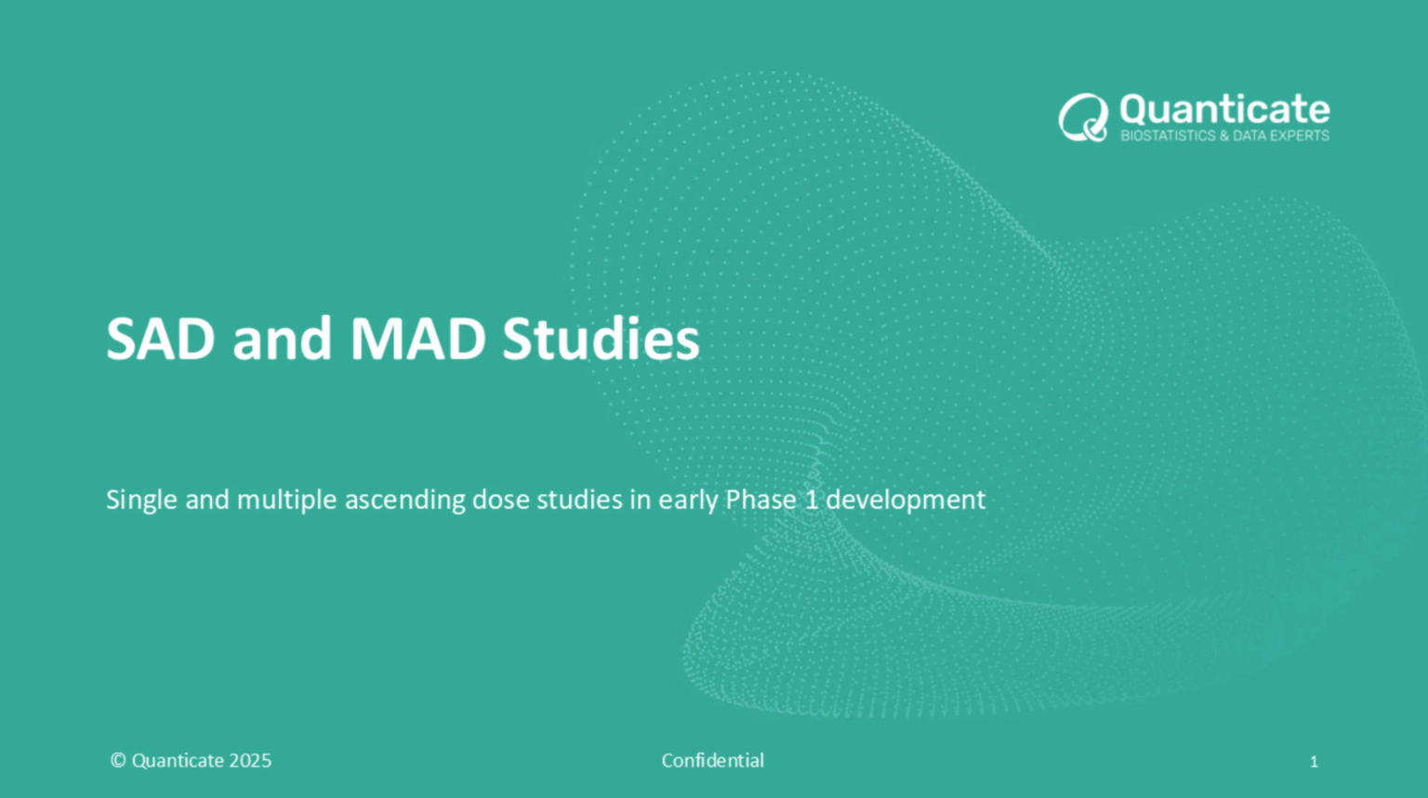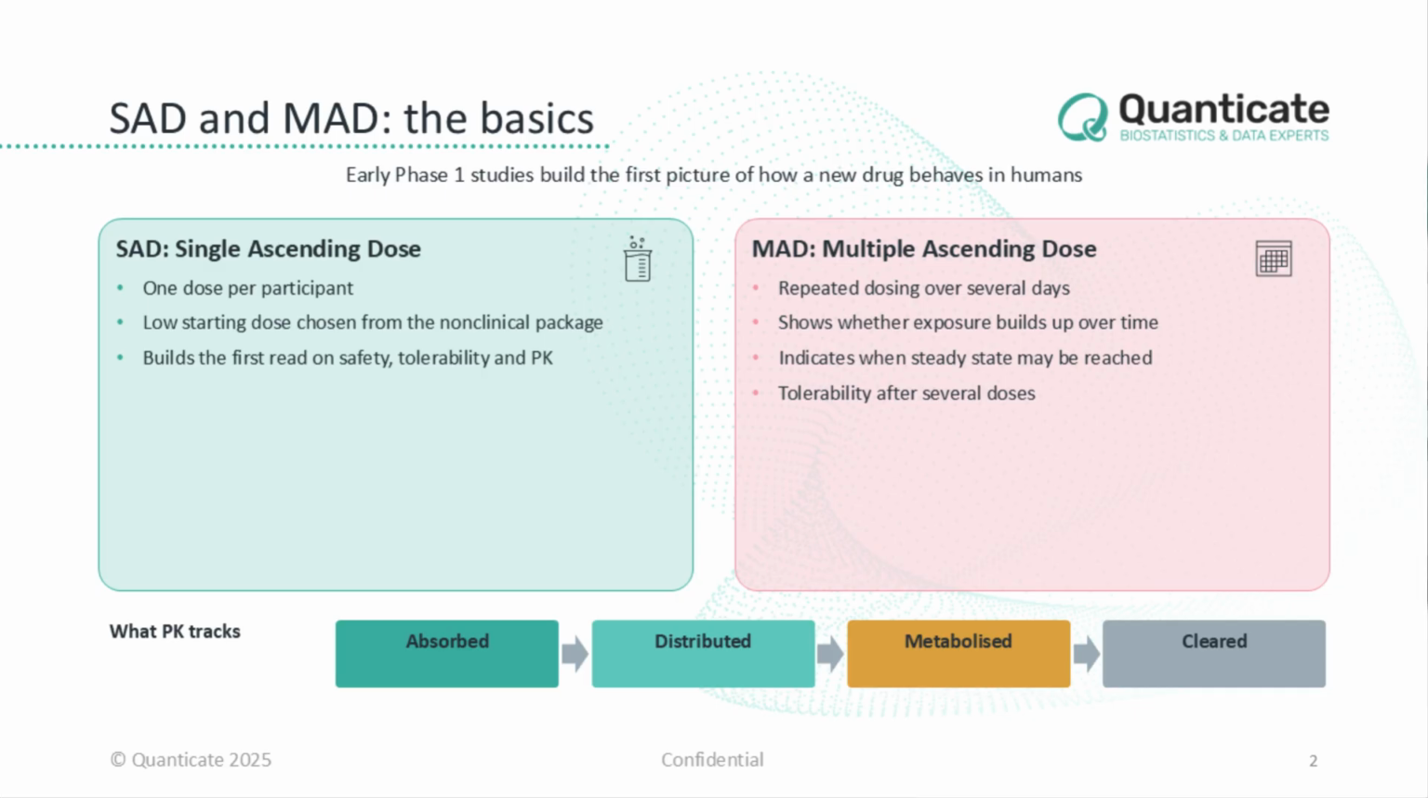SAD and MAD studies are used in early phase 1 development to understand how a new drug behaves in humans. SAD stands for single ascending dose. In a SAD study, participants receive one dose of the investigational drug, usually starting at a low dose that has been selected from the non-clinical package. The aim is to build an initial picture of safety, tolerability, and PK. This describes how the drug is absorbed, distributed, metabolized, and cleared from the body.